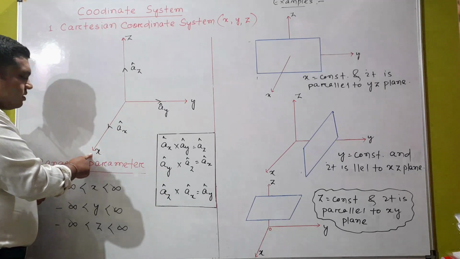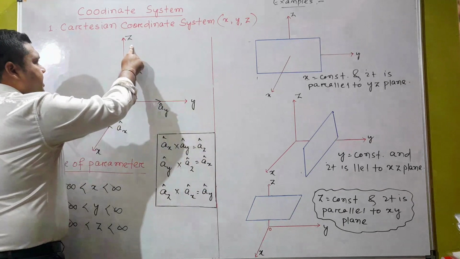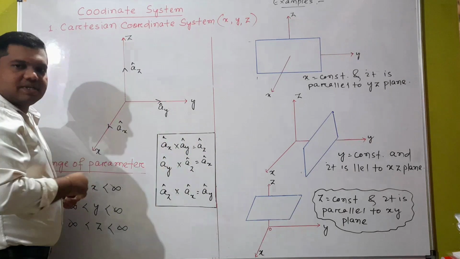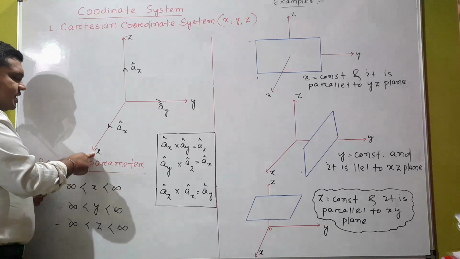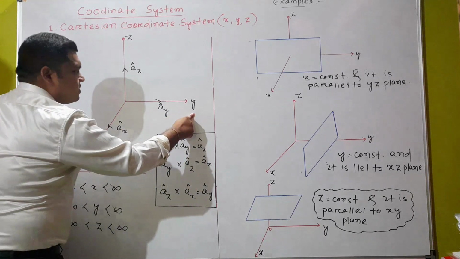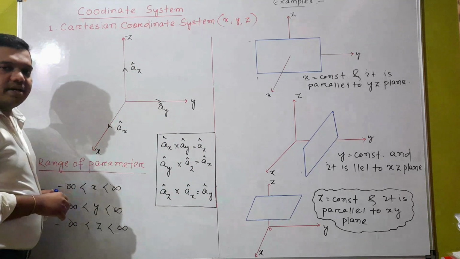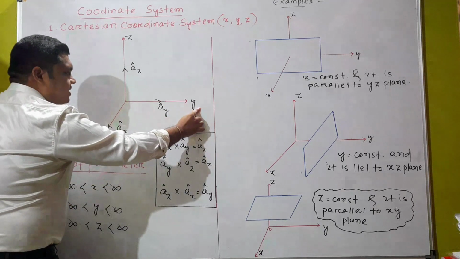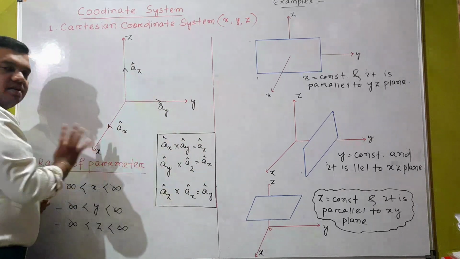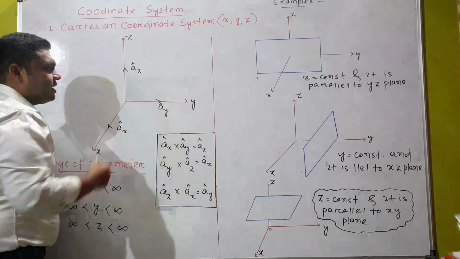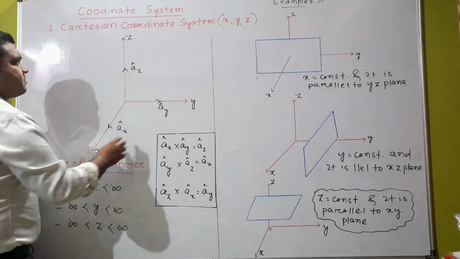And always remember, x, y and z are in anti-clockwise direction. That means if x is here and this is y, then this must be z. Similarly, if this is x, this is y and this is z. Always they are in anti-clockwise direction.